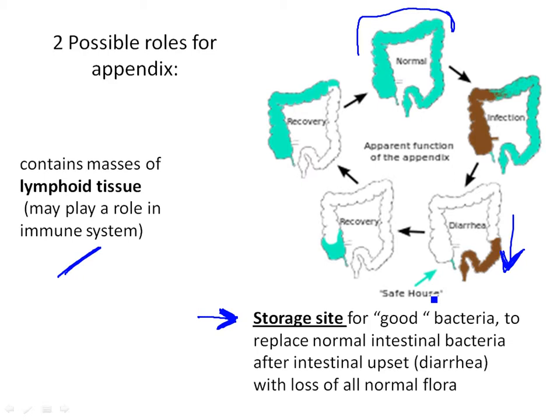So one theory is that the appendix acts as a little storage area to save up the good bacteria, the innocent kind that don't cause an infection. And that after you have lost all the other contents, all the other bacteria, the good bacteria repopulate the large intestine and you recover. Okay, so that's been one theory for one of the reasons we have an appendix.